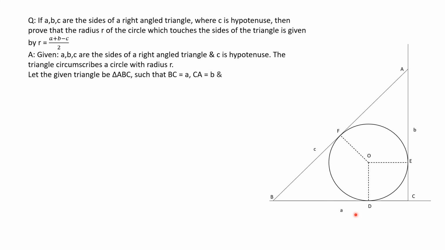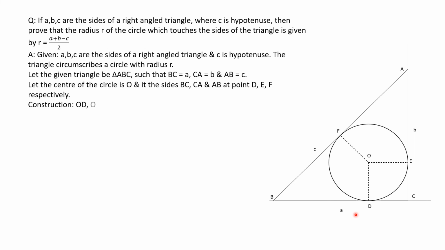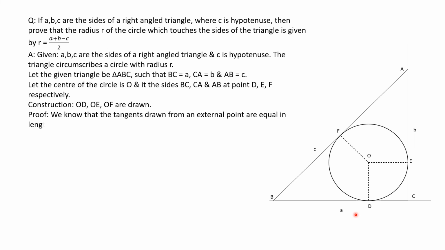Let the given triangle be ABC so that BC equals a, CA equals b and AB equals c. Let the center of the circle be O, and the circle touches the sides BC, CA and AB at the points D, E and F respectively. Construction: OD, OE and OF are drawn. Now come to the proof. We know that the tangents drawn from an external point are equal in length. So we can write AE equals AF, BD equals BF and CD equals CE.